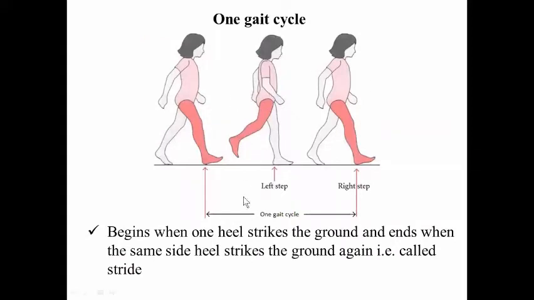One gait cycle begins when one heel strikes the ground and ends when the same side heel strikes the ground again. This is also known as the stride length. As shown in this figure, one heel strike and the same heel strike again. We can take the distance between these 2 points, which is known as one gait cycle or stride length.